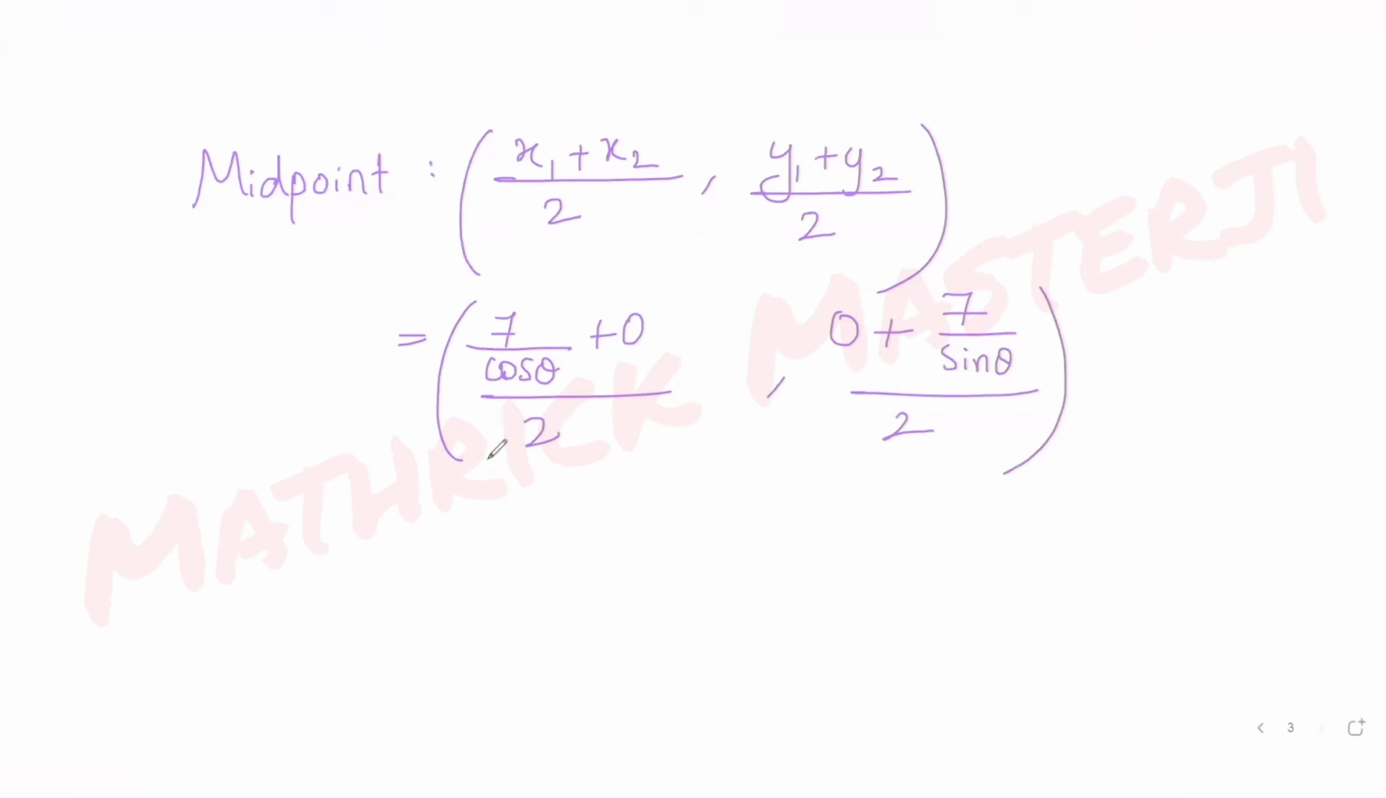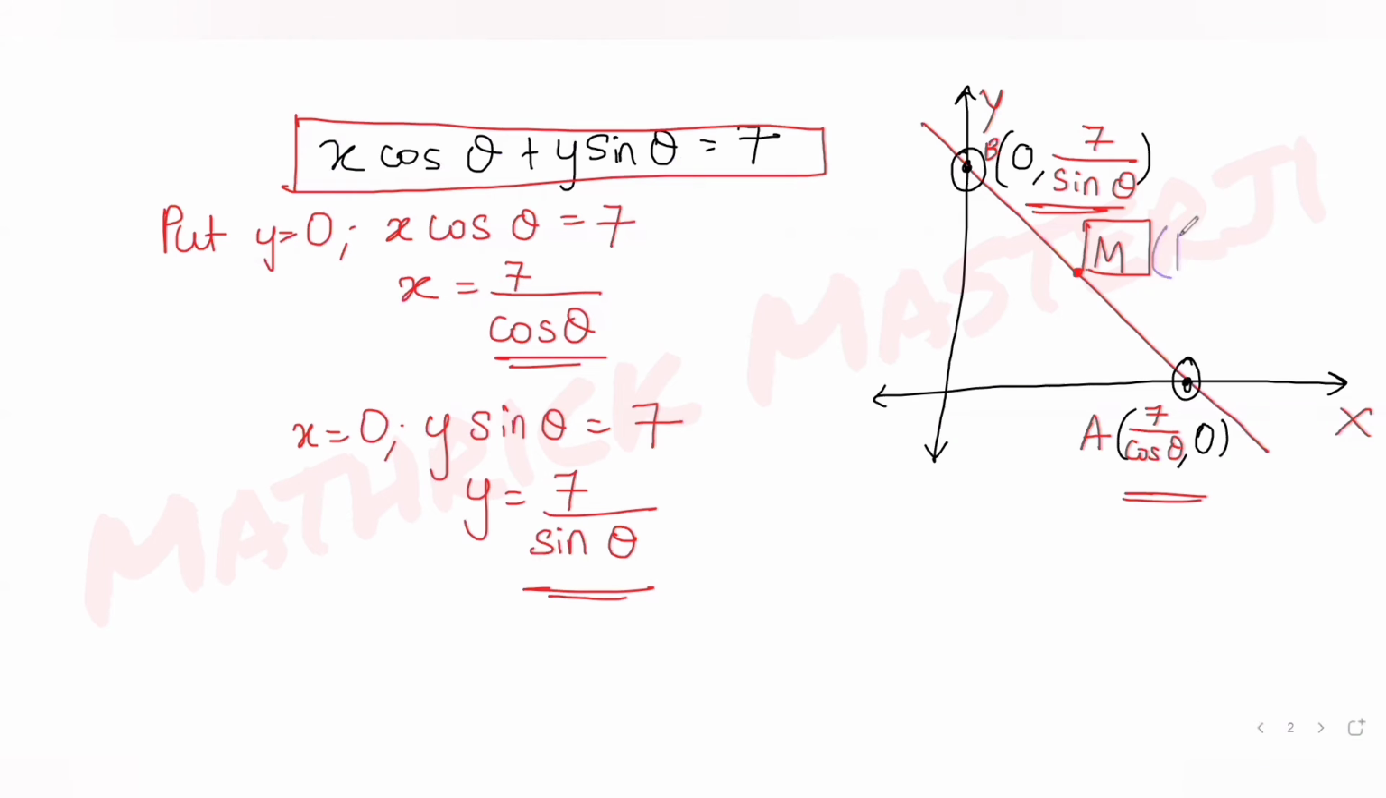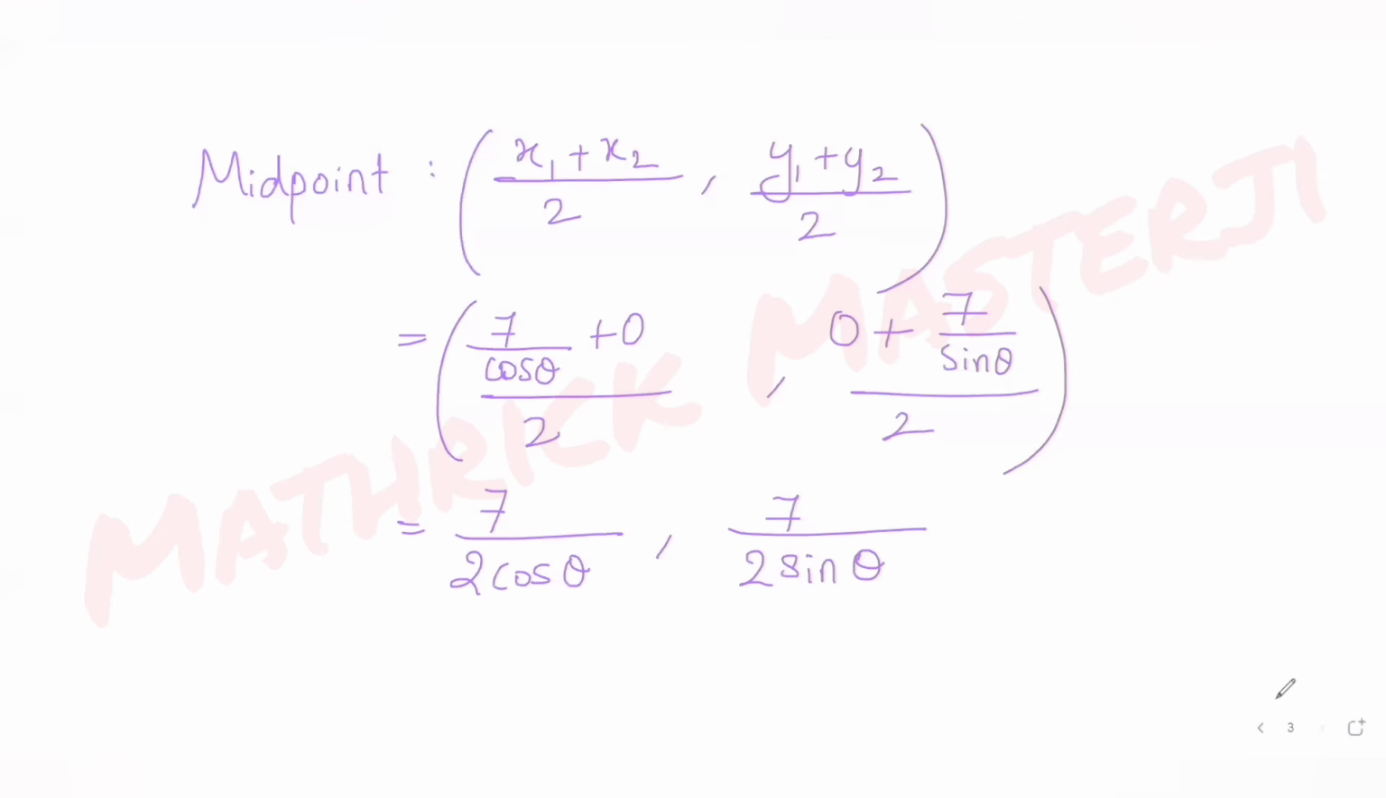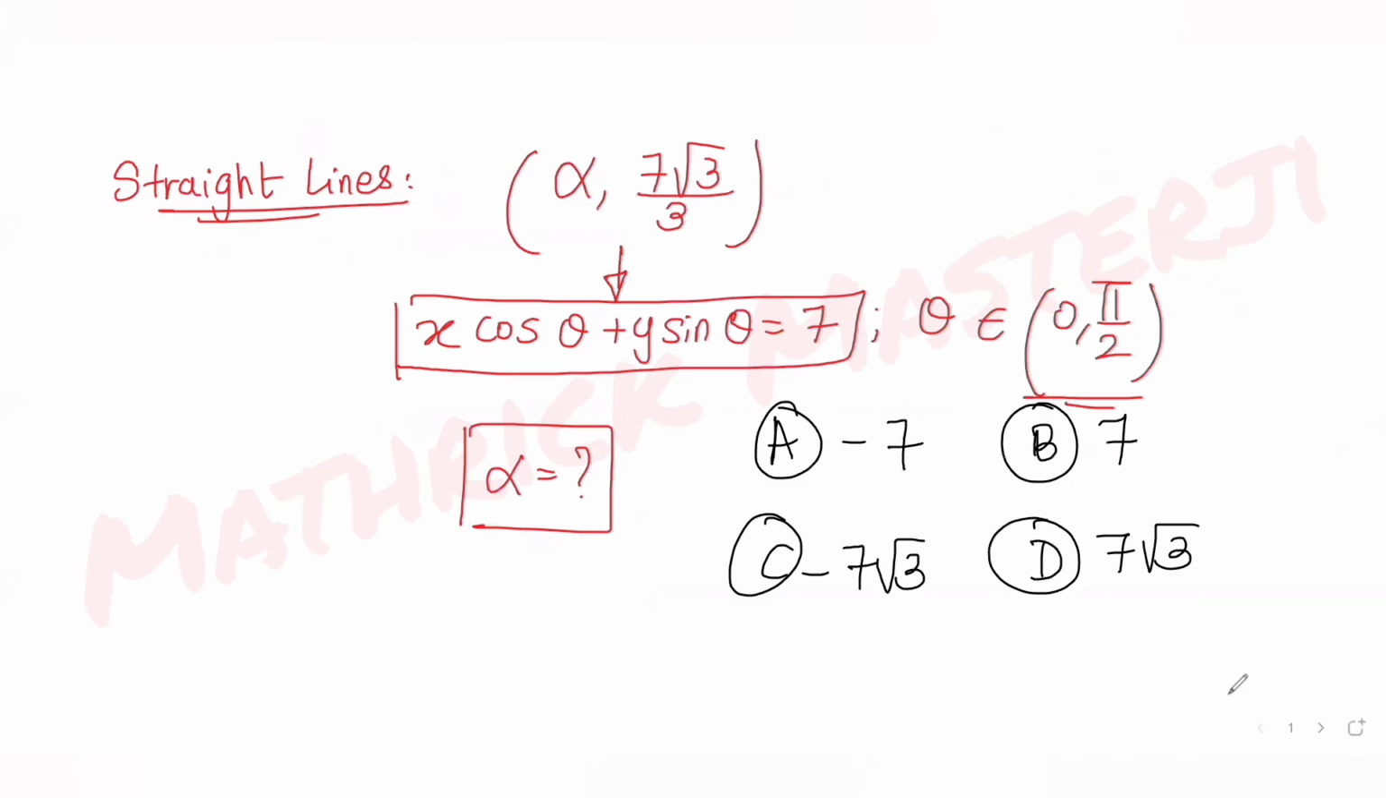So you get the midpoint coordinates as 7 over 2 cos theta, and the other one you get as 7 over 2 sin theta. Let's put the midpoint coordinates of this line as h comma k. So from here we get h comma k is equal to 7 over 2 cos theta and 7 over 2 sin theta.